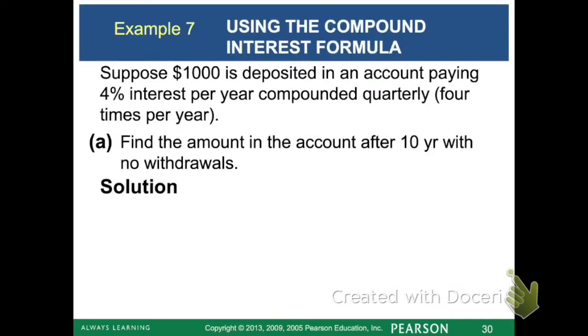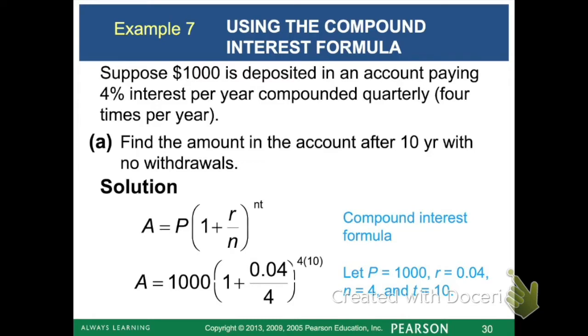Example 7, using the compound interest formula. Suppose $1,000 is deposited in an account paying 4% interest per year, compounded quarterly. So here's what I just got from what I read. P is going to be 1,000, R is going to be 0.04, and n is going to be 4. Part A says find the amount in the account, so this would be finding A, after 10 years with no withdrawals. So we're finding A, and T is 10. We start off by plugging in each of those amounts for the variable that they go with.